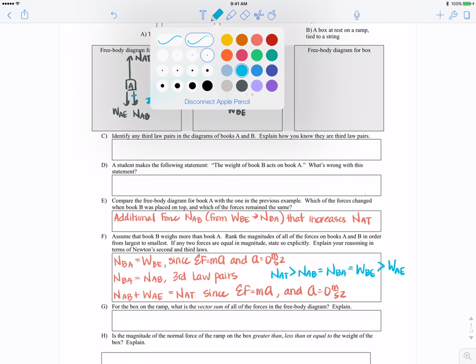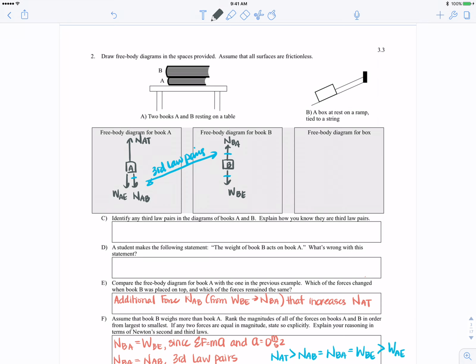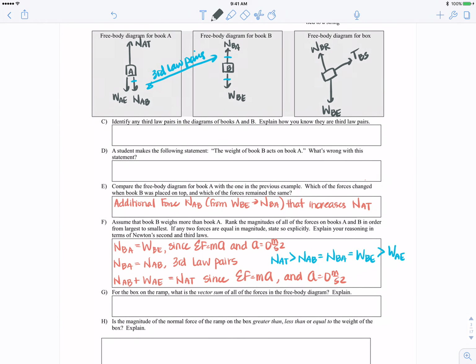Okay, so now going back to the box on the ramp, we want to draw our box in the same orientation as the picture. So then we have the tension force on the box by the string, the normal force on the box by the ramp, and then pointing straight down to the center of the earth, the weight force on the box by earth. Okay, for the box on the ramp, what is the vector sum of all the forces in the free body diagram? Well, the net force in any direction was 0 because the system is in equilibrium, meaning it has an acceleration of 0.